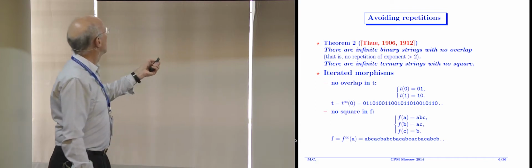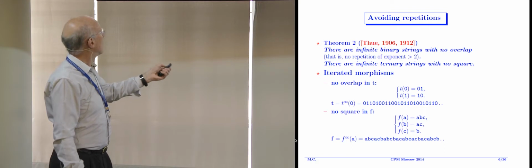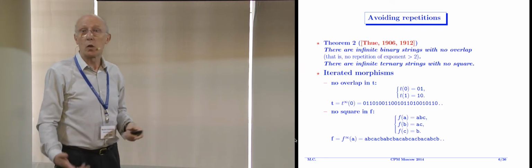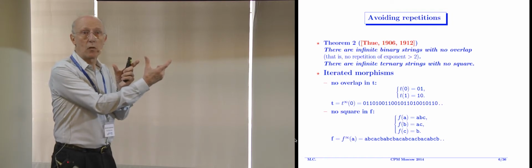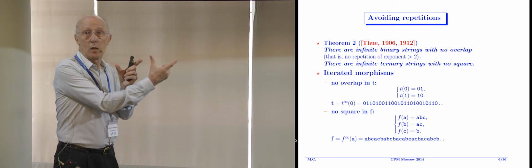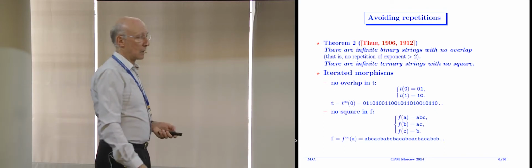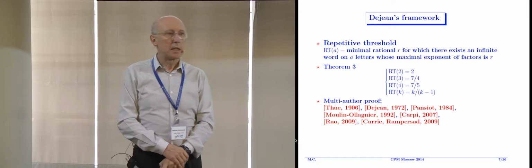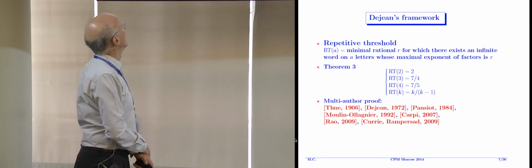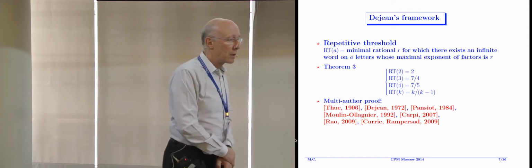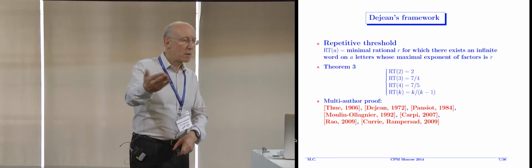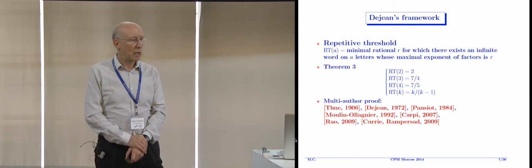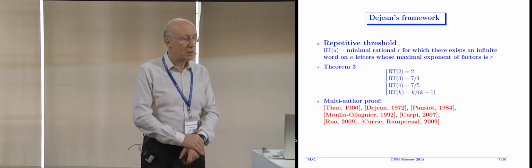And when you do the same on three letters here, then what you generate is a string with no square. So each time you have the same segment occurring several times, not only do they not overlap, but they are not adjacent. So this is to be put inside a more general framework. It was a conjecture by Dejean, stated in 72, and it took some time before we got the final answer to this conjecture.